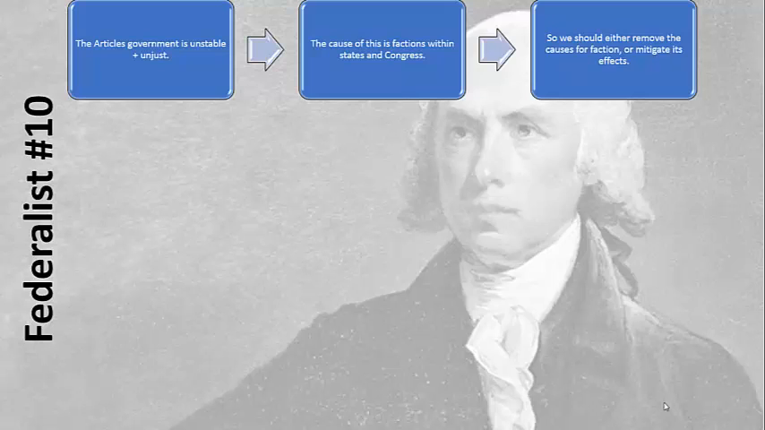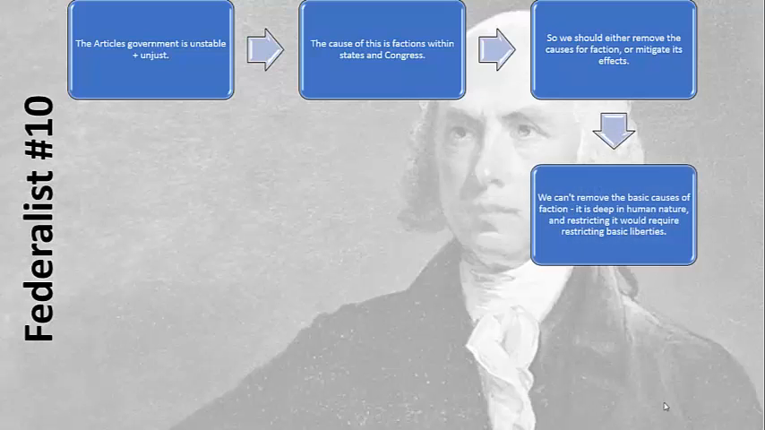And Madison's argument is just so simple and logical. He says we can't remove the basic causes of faction, and he gives a large number of reasons. This takes several paragraphs. First, he says it would remove basic liberties if we tried to remove faction, because people will be factional unless you give them no freedom to create factions.